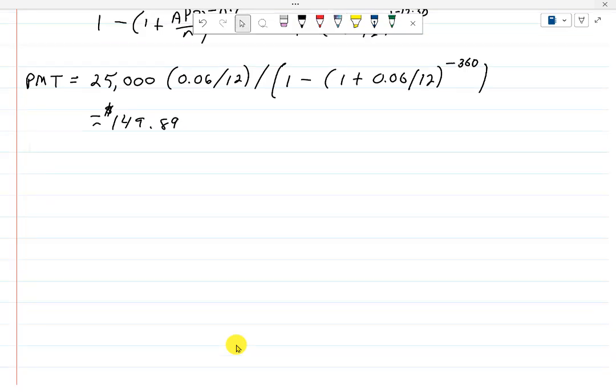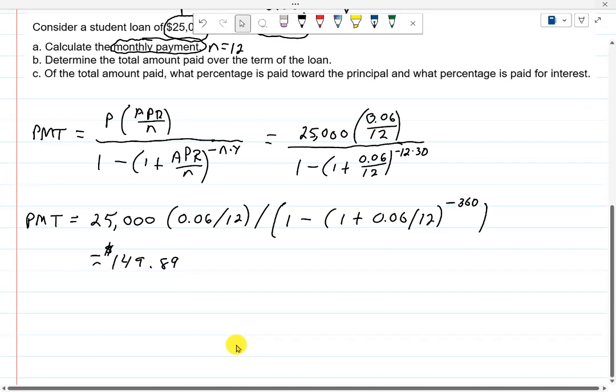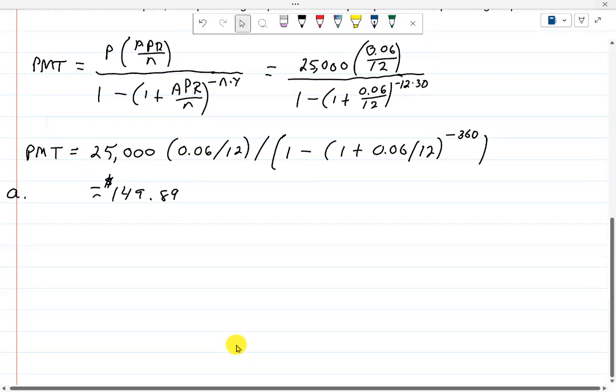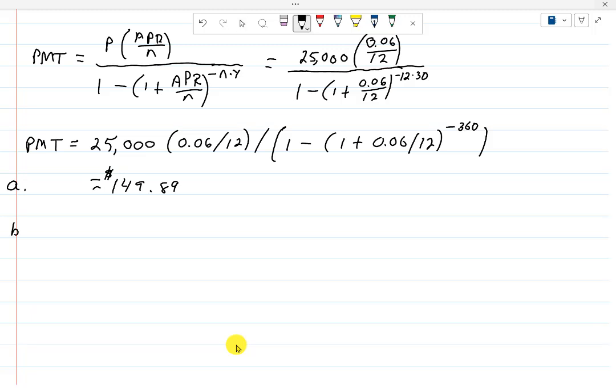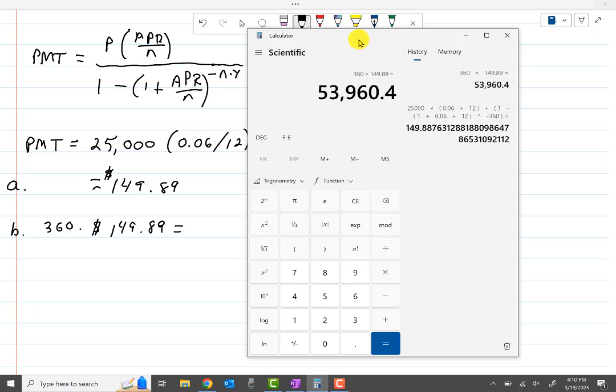Now there were some other questions, by the way, attached to this. Other than that was, what's the total amount that you paid over the whole life of the loan? So this problem I did was just part A. Part B is how much did you pay total? Well, you had a total of 360 payments, and each payment was $149.89. 360 times 149.89 is $53,960.40.